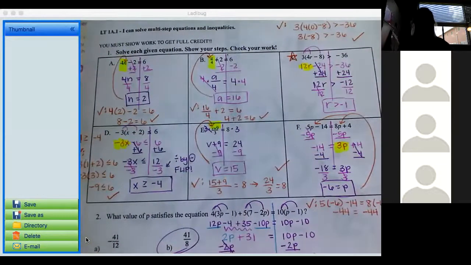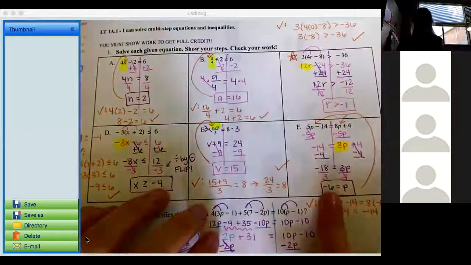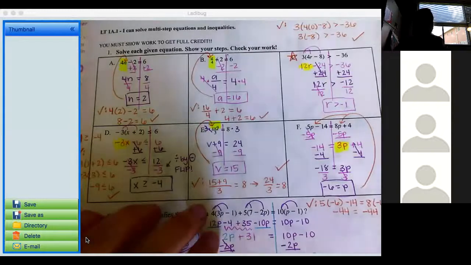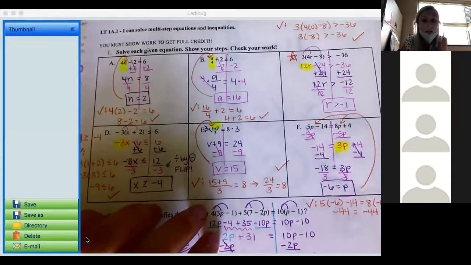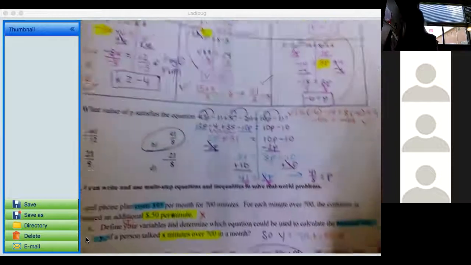All right, so are we good with A, B, C, D, E, and F? A lot of you guys messed up on your symbol for F. Please pay attention to when there's a negative sign, okay? Are y'all good with A, B, C, D, E, F? People at home, are y'all good with these? Yeah. Yes. All right, so I'm gonna scroll down so y'all can see my number 2.